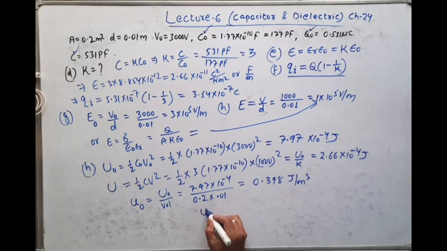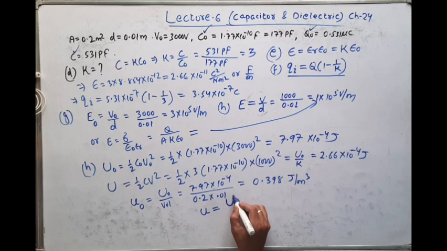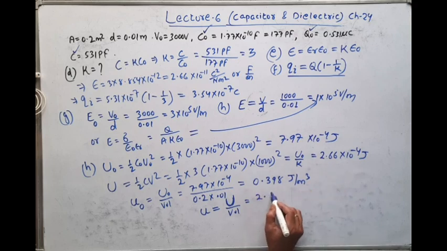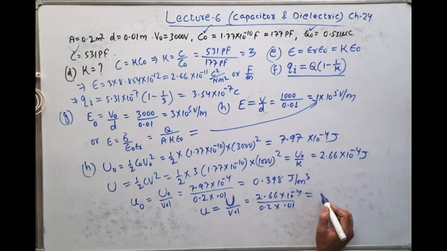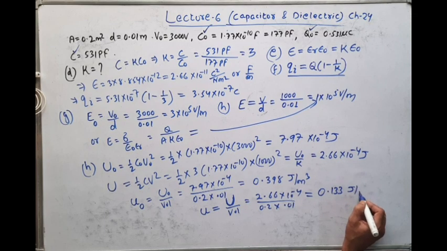Then after introducing the dielectric, what is the energy density? Energy density is equal to total U by volume. So total energy stored is 2.66 into 10 to the power minus 4 divided by volume, area into length. Okay, just calculate this. I think it will come to 0.133 joule per meter cube.